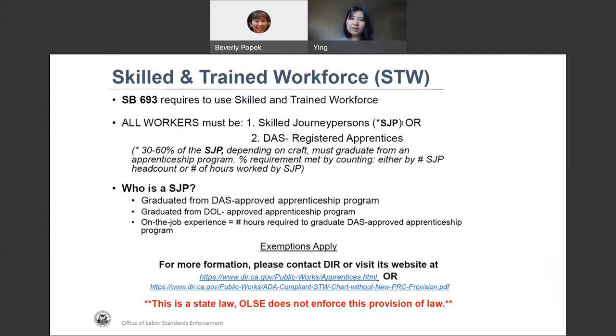Several exemptions may apply, and they are: if work performed is less than 10 hours in a calendar month for each craft, or if the sub is not listed in the bid and the contract amount doesn't exceed 0.5% of the total project cost. But for more information, again, please contact DIR and visit its website, and they're all listed in here. Next.